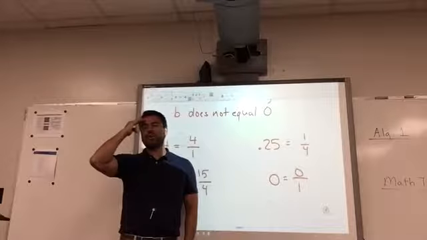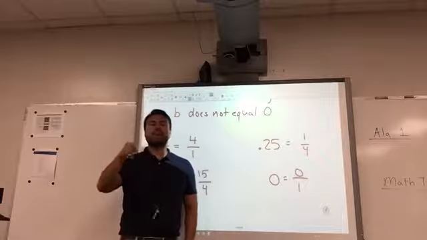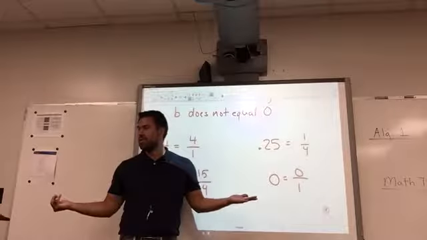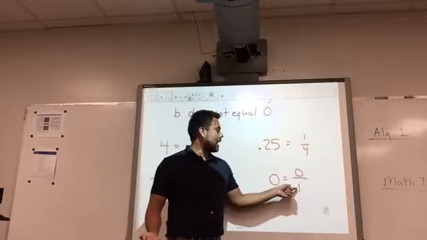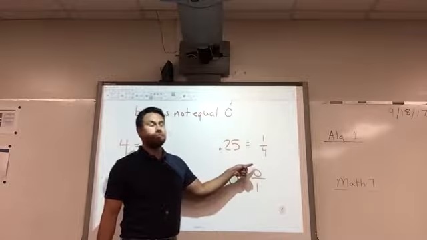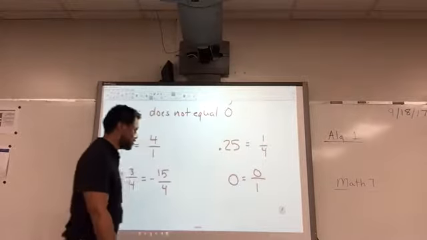Oh, guys, I almost forgot. B cannot be 0. The denominator cannot be 0. A can be. Oh, yeah, the denominator is not 0. So the numerator can be 0, but the denominator cannot. That is a rational number.